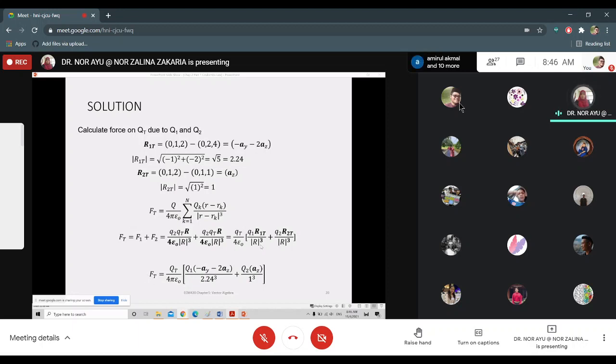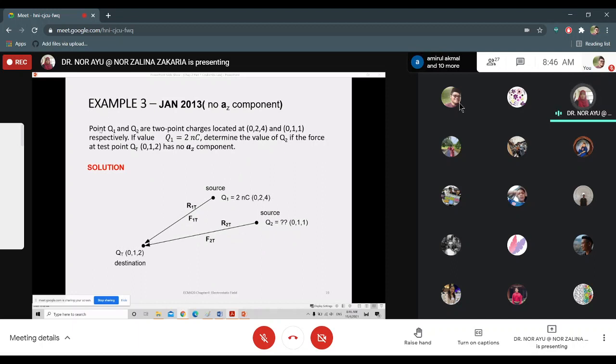Okay, go back to the question again. Point charges Q1 and Q2 are located at these positions, and the value of Q1 is given to you, and then you need to determine Q2 if the force at the test charge Qt has no AZ component. What does it mean? If you look here again, at Qt, whatever forces or electric field intensity you want to find here, it will have no AZ component.